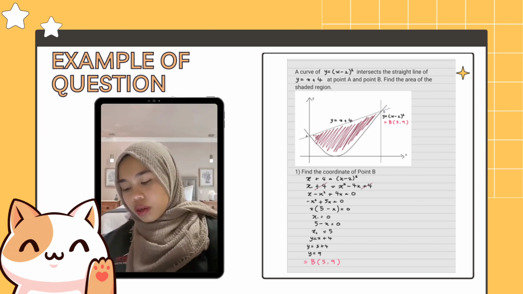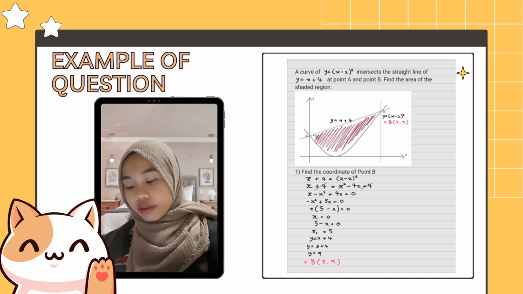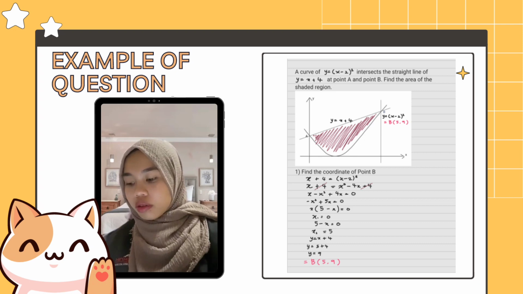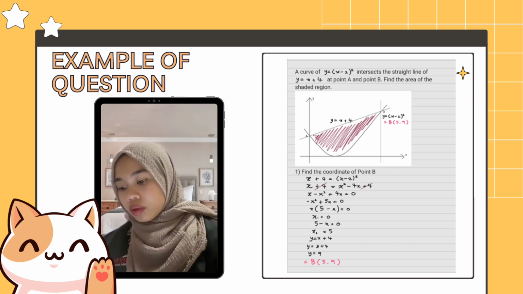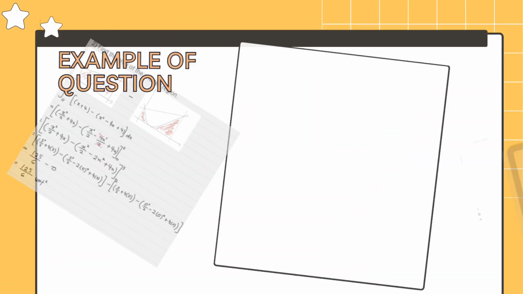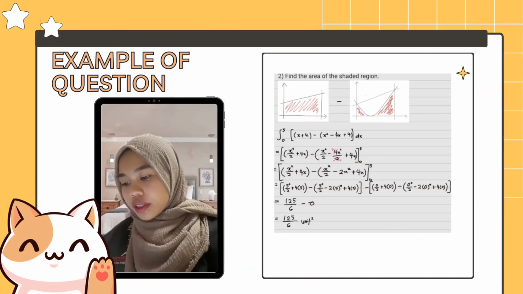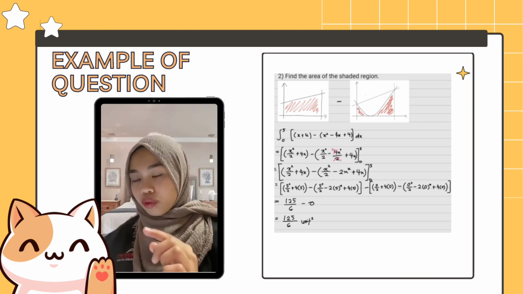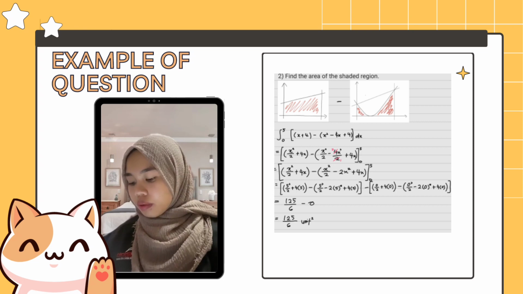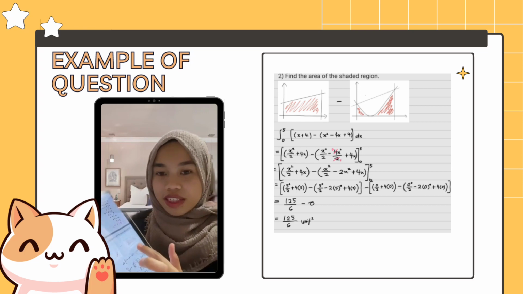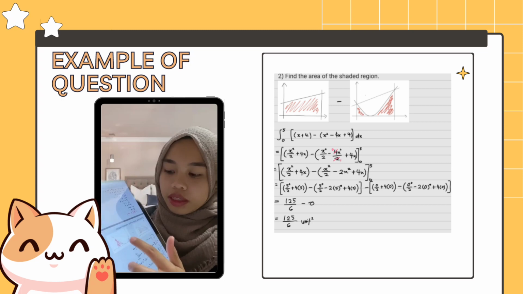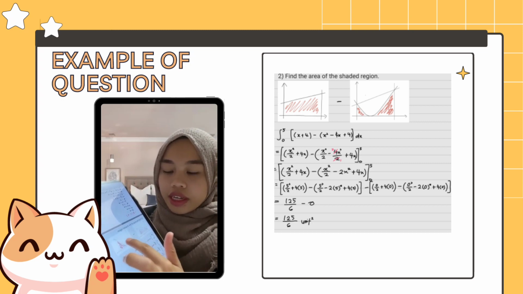Okay, so to find the area of the shaded region, here the limits of the integral are 0 and 5. The area of the trapezium is subtracted by the area under the curve that is not included. So then we get the shaded region inside.